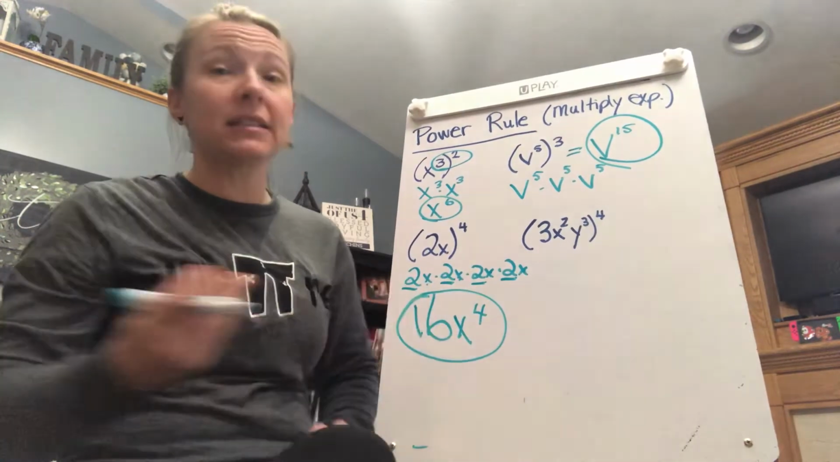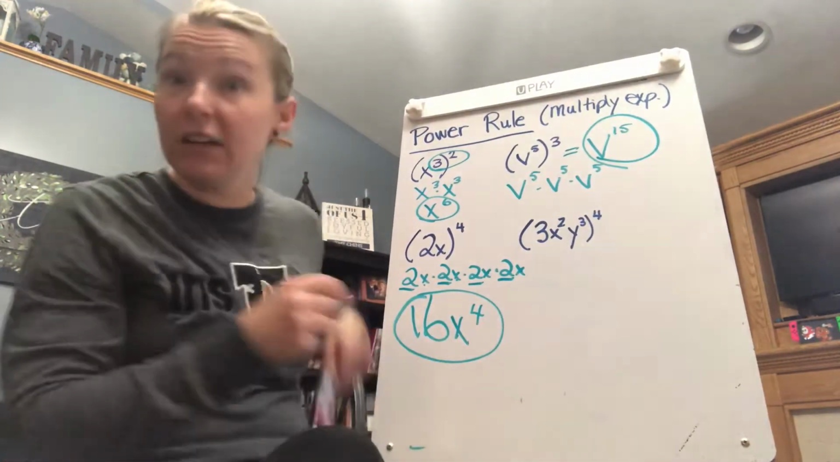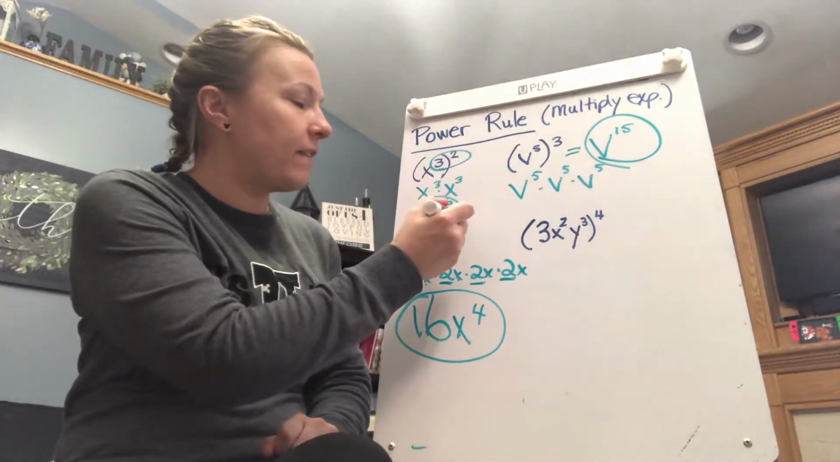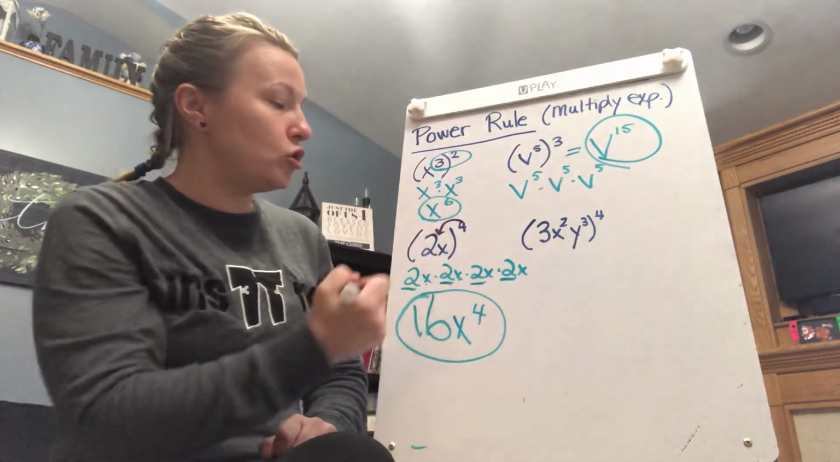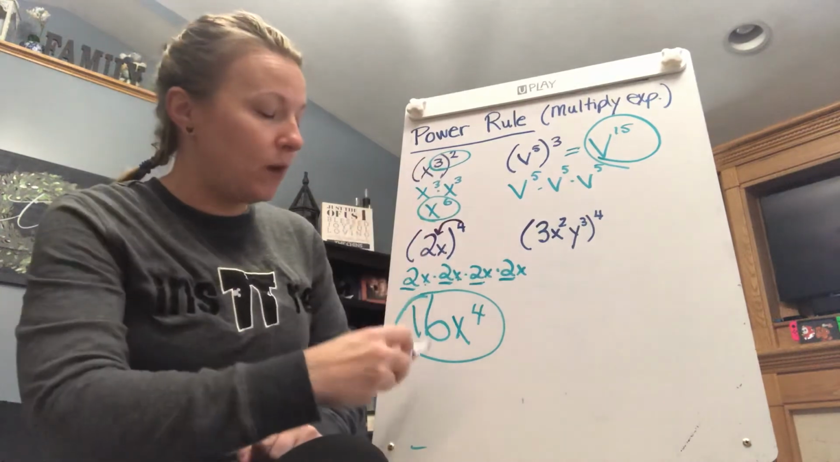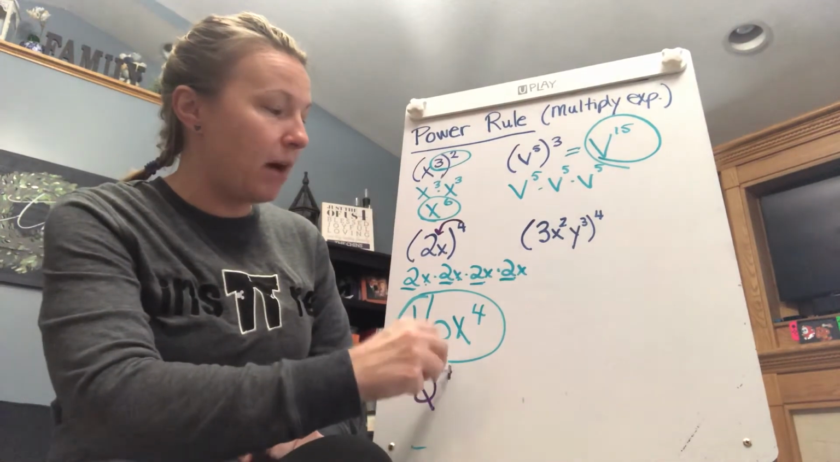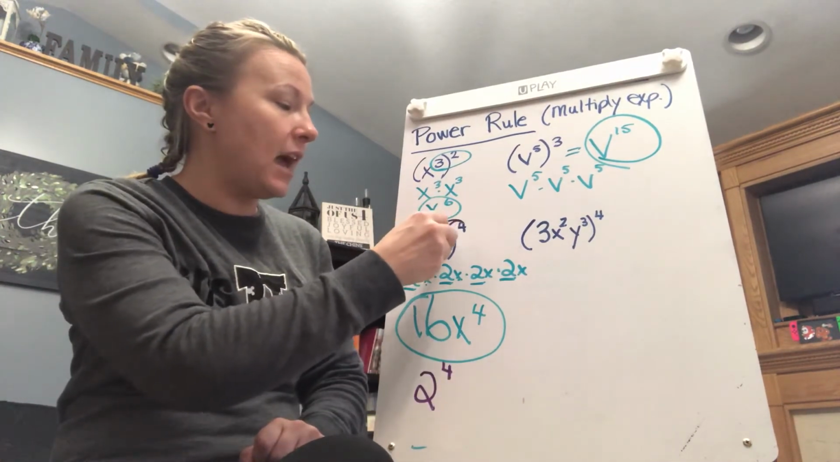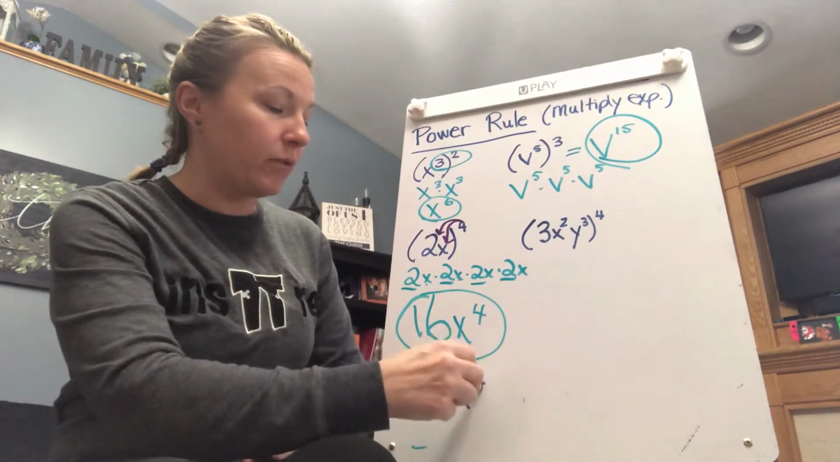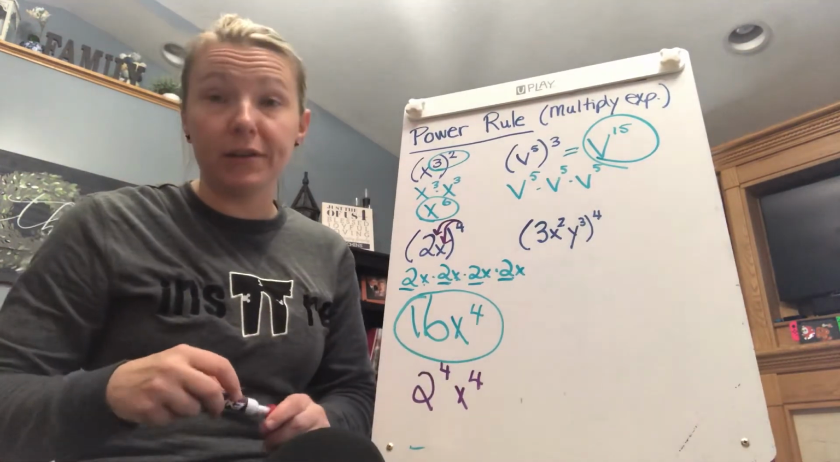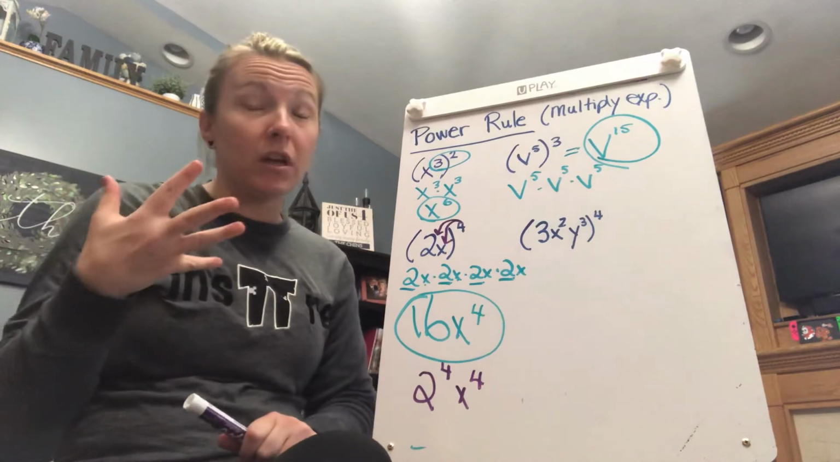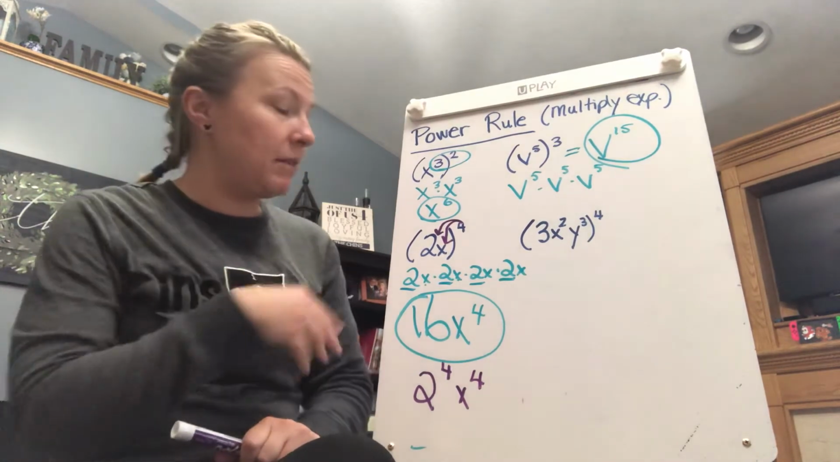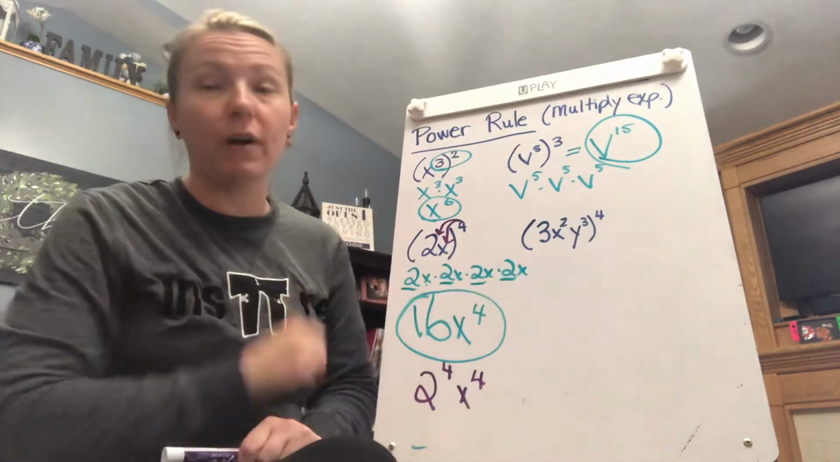Now, the shortcut still exists. If I take the 4 and it becomes the exponent on the 2, I do 2 to the fourth power, and then this 4 goes to the x, I get x to the fourth power. 2 to the fourth power is 16. So either way you do it, you get the same answer. So you could use the shortcut, or you could write it all the way out.